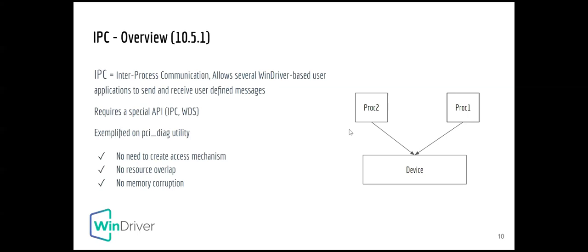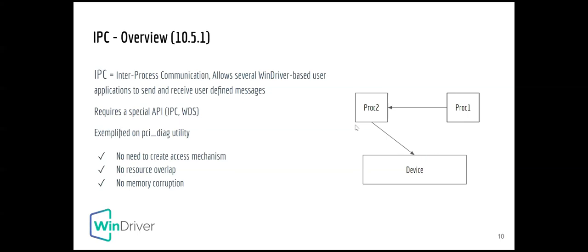What are we trying to solve here? So you have a device and you have several processes or applications you want to access and read and write to the device. And we all know this is pretty complicated. You need to create access mechanisms. You need to make sure that there is no resource overlap. You need to make sure that one process or application is not writing on another's memory segments or performing operations, and to prevent collisions.